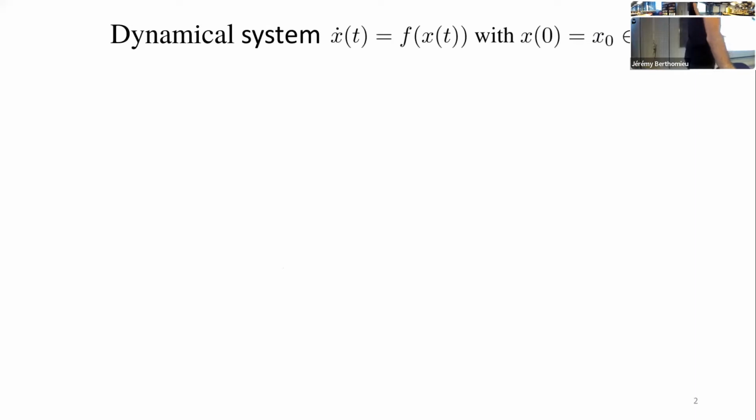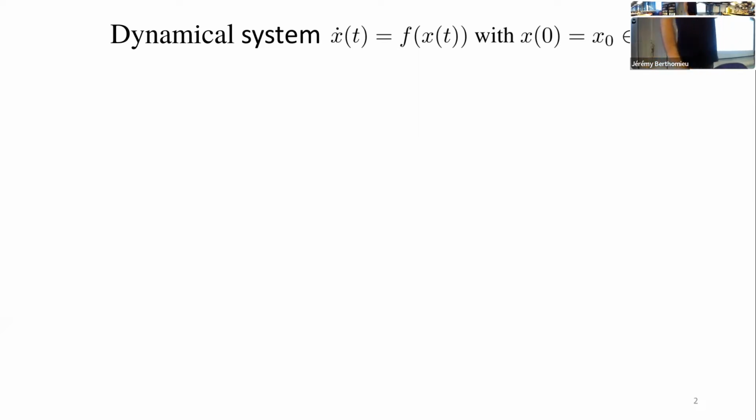Okay. So first, I'll start with what a dynamical system is. So in this talk, I'll consider continuous time systems. That means they're finite dimensional. So they are given by an ordinary differential equation, x dot is f of x. And the function f maps from Rn to Rn, and this is known to us.